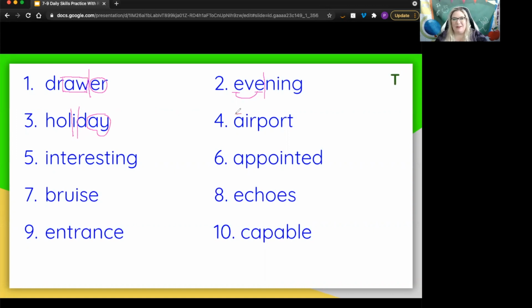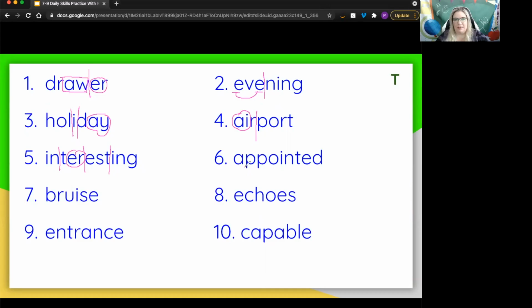All right, in this word, I see AI that works together to make a long A sound. Air, port, airport. Go to the airport to catch your flight. And number 5, I see an IN right here. I see ing here, so that's going to be a chunk by itself. In is my first chunk. Inter, est, interesting.